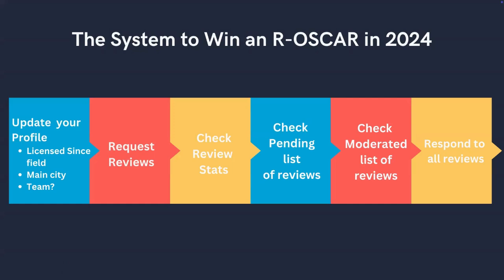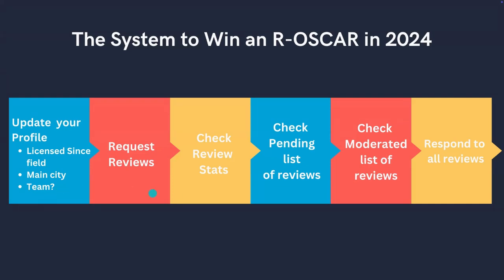So what you need to do today and this month is definitely update your profile. Look at your license since field. Make sure that the information there is accurate because we are having that award for new agents in the industry. And this is one of the factors that we would be looking at to qualify you for that award. Make sure that your main city is the city that you want to qualify for that city award. So make sure that the main city is accurate. And if you are a team, this is a great opportunity for you to look at those team options, which you can learn more about by checking out the teams page on RankMyAgent.com.